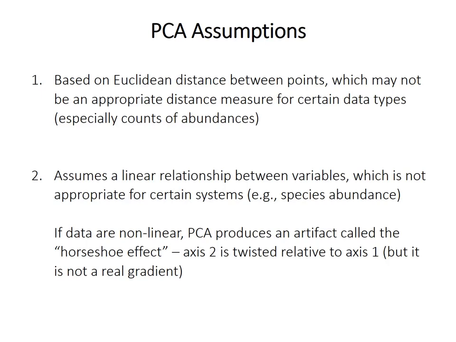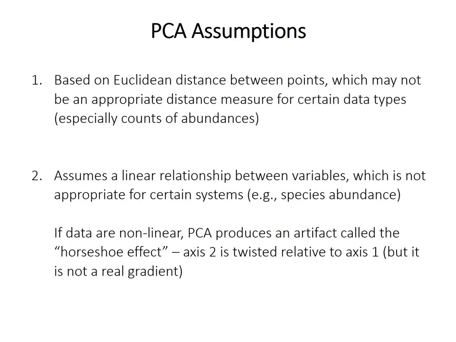So if you have counts of the abundance of species, or rock types, or minerals, or whatever, counts are not good for PCA generally. And second, the use of either covariance or correlation both assume that there's a linear relationship between the variables, which is again not necessarily appropriate for certain systems. Again, counts of abundance, particularly of species, is an example because those species abundances are not linearly related along these gradients generally. So if the relationships are nonlinear, PCA can produce something called a horseshoe effect, where points along axis 2 are kind of twisted into the shape of sort of a horseshoe relative to axis 1.